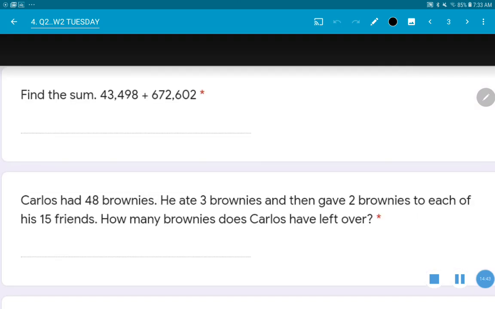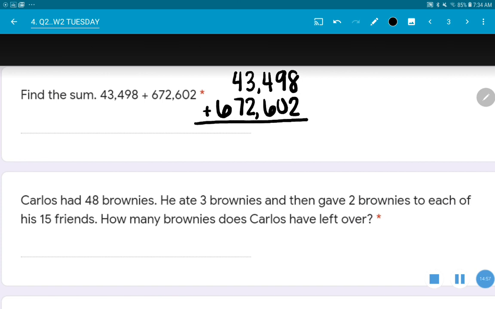Next, I'm looking for the sum. I've got 43,498 plus 672,602. Once again, I'm lining those place values up carefully.